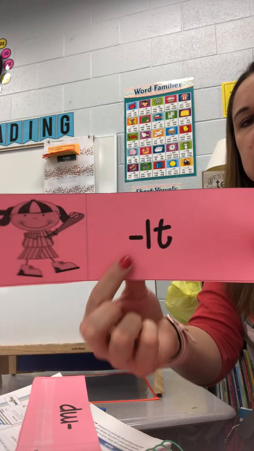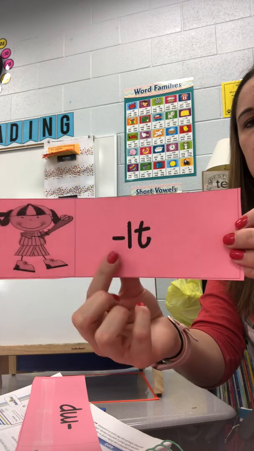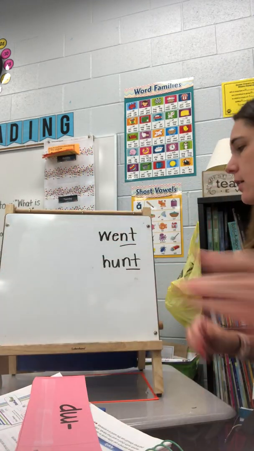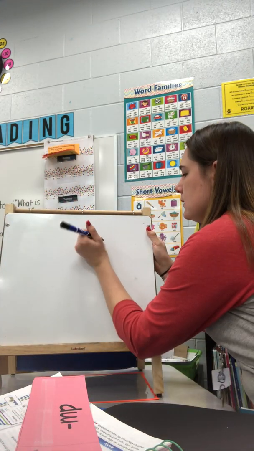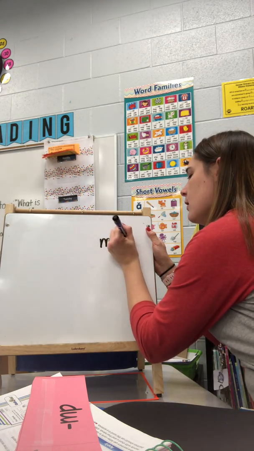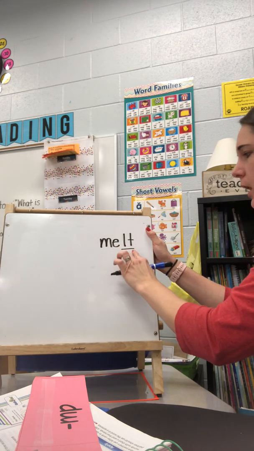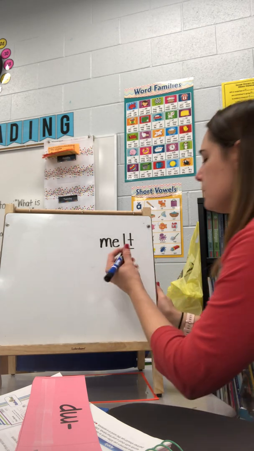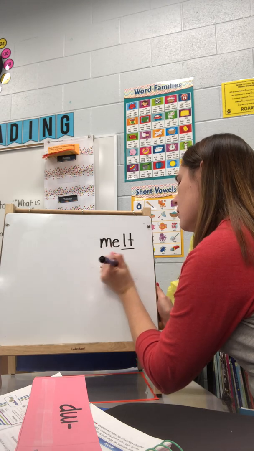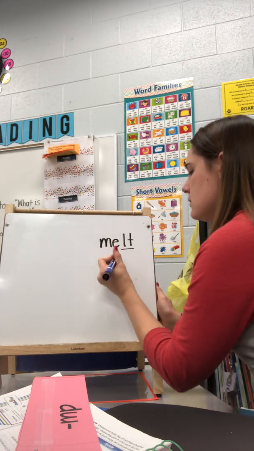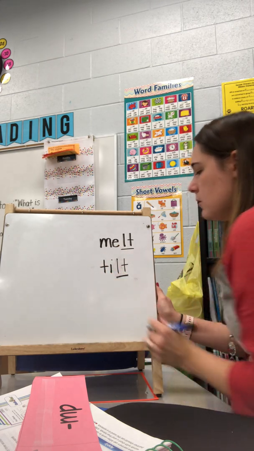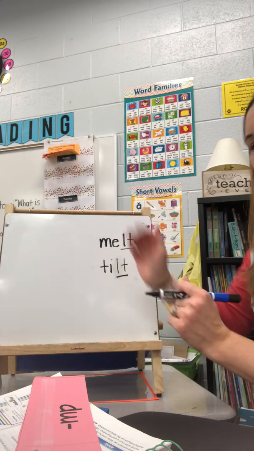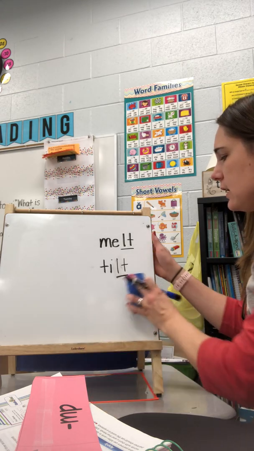Another ending blend is L and T, and we say ult. Ult. You're probably thinking, what in the world kind of sound is that? But yes, this is an ending blend. We could say melt. Melt. All right, very good. Or we could say tilt. Tilt. Like to turn something sideways, you might tilt it. So those have ending blends.